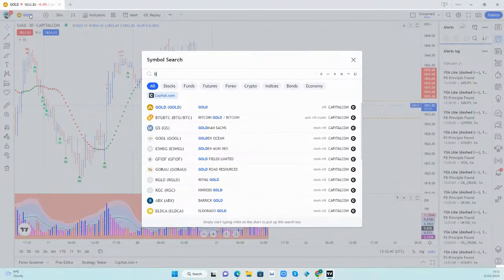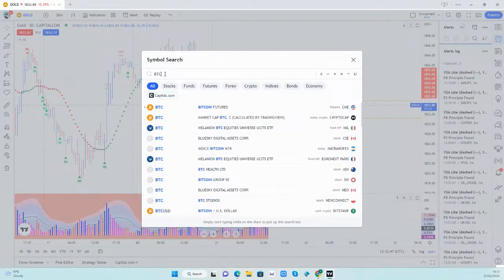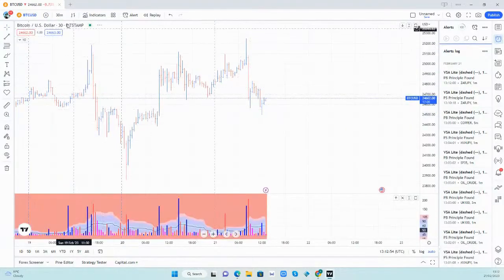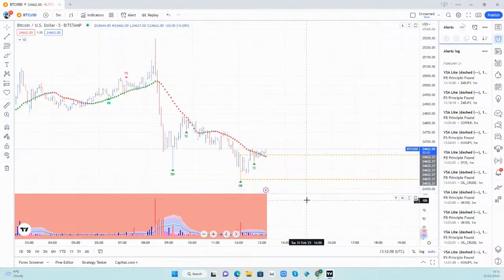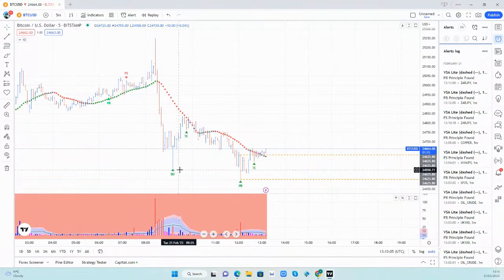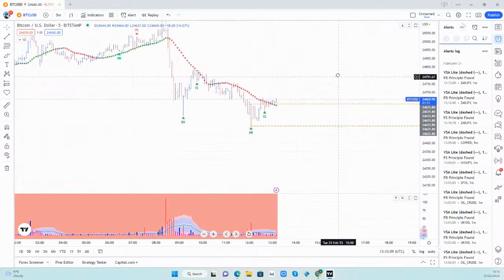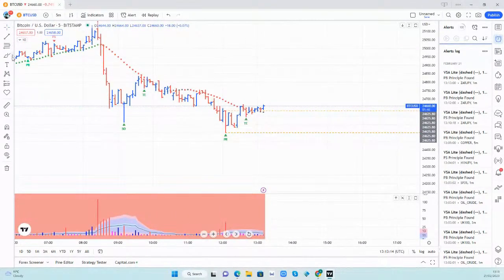Let's have a look. BTC USD on the bitmap. Okay, 5 minutes chart. Right. Now, this is the area of interest for trading purposes. This is the area of interest.